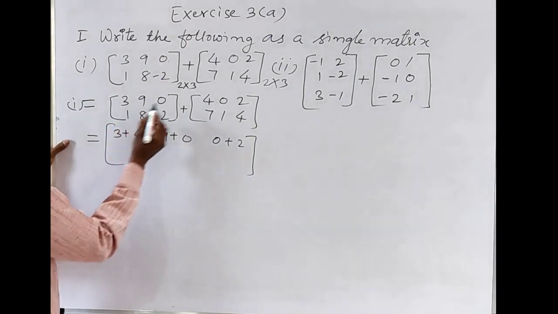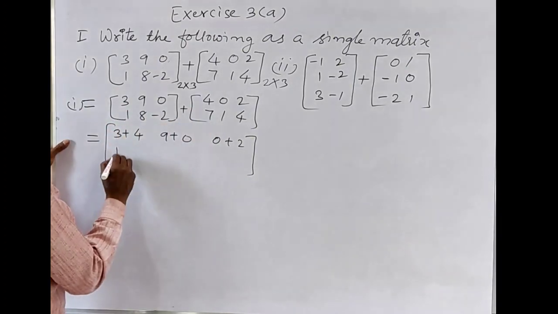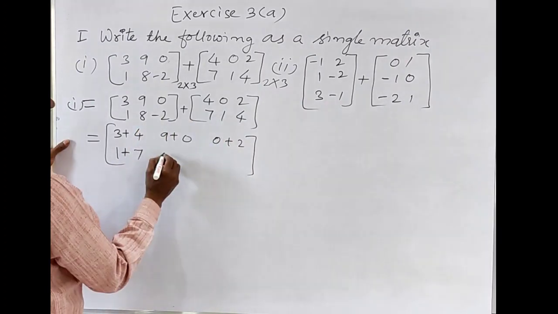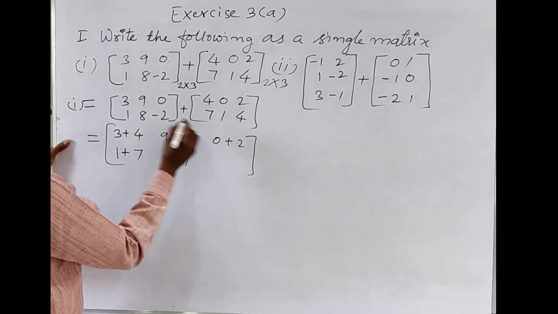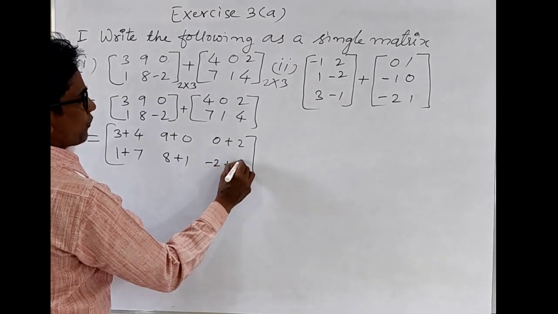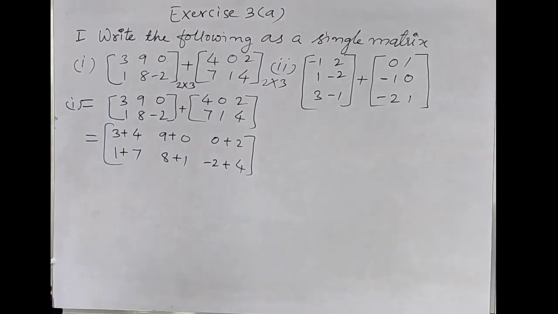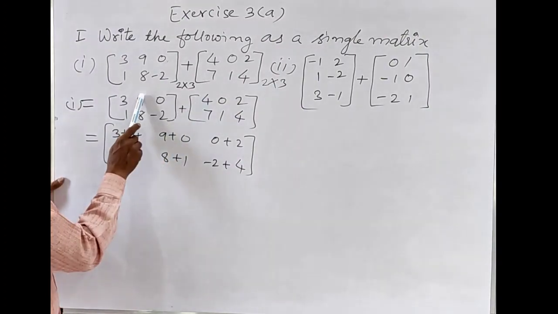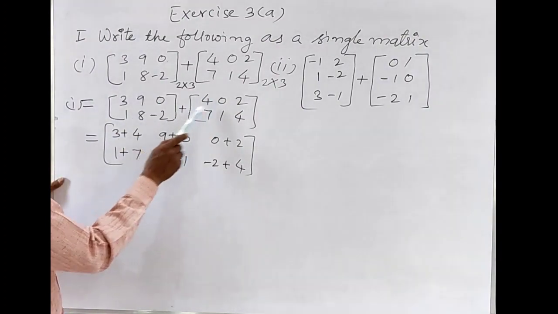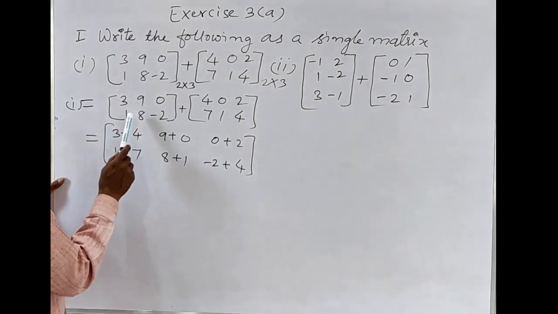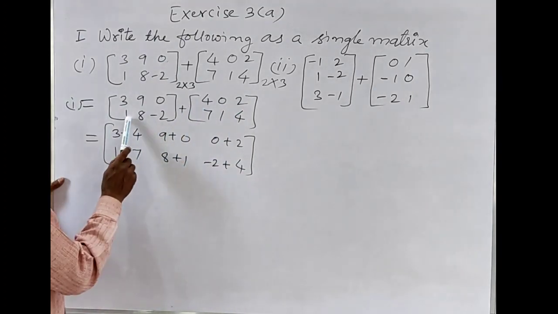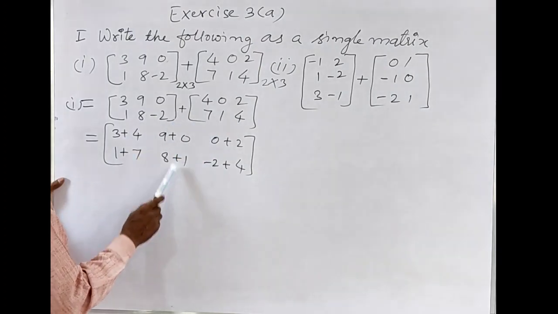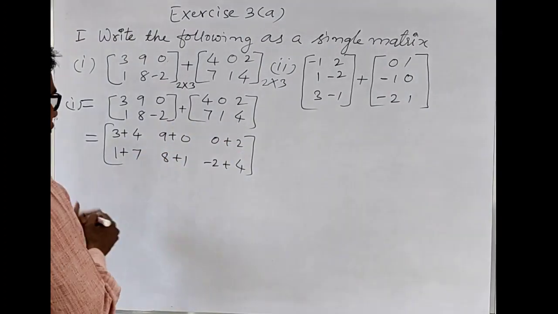Second one, 1 plus 4, sorry, 1 plus 7, 8 plus 1, and minus 2 plus 4. Look here, 3 plus 4, 9 plus 0, 0 plus 2.